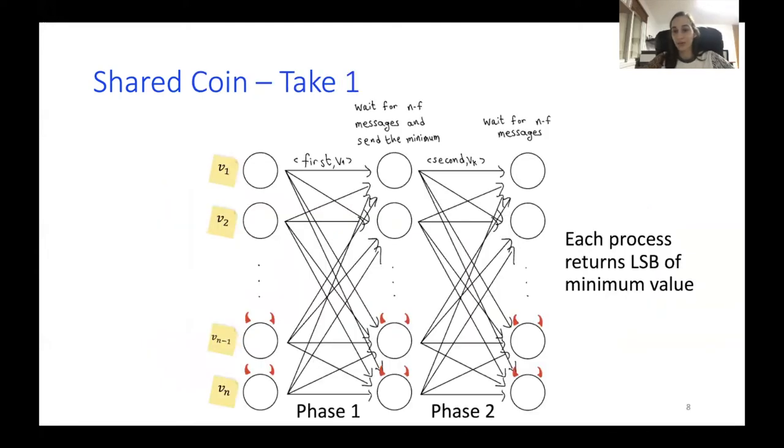Okay, so how do we do it? Each process picks a random number using a VRF and sends it to all other processes. Then each process waits for n minus f messages, picks the minimum it heard of, and sends this minimum to all other processes in the second phase. Once again, everybody waits for n minus f messages, picks the minimum value it heard of, and returns the least significant bit of the minimum value.